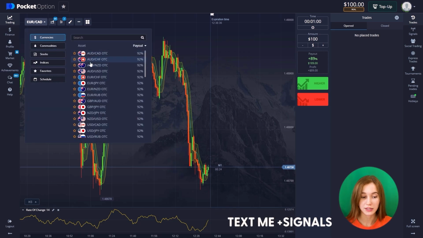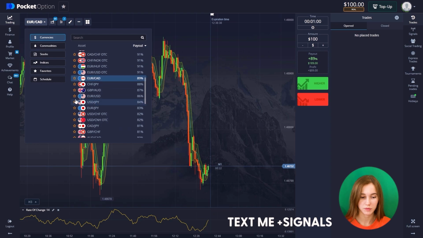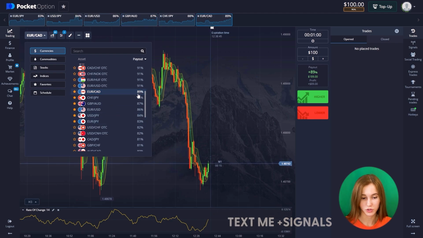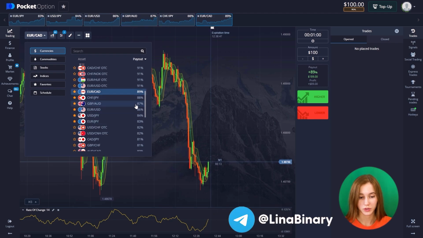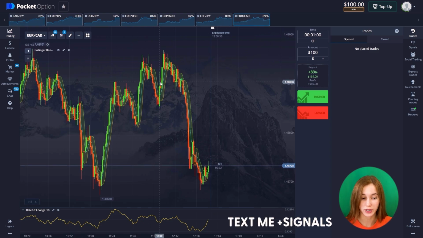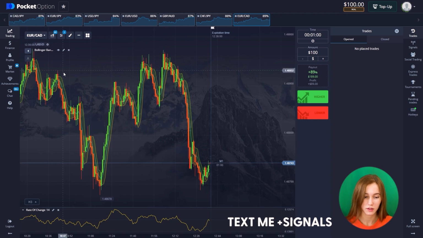We will use currency pairs for trading. There are no OTC on regular currency pairs, so let's choose a few. You see also percentages, payout percentages. It should exceed plus or minus 70%, and I have already highlighted several currency pairs.